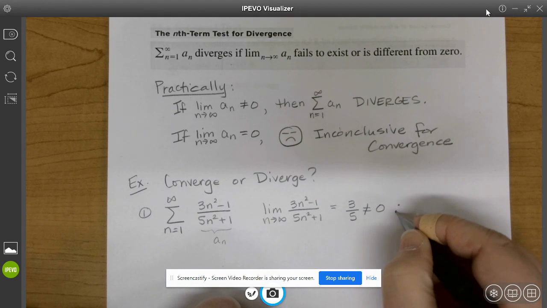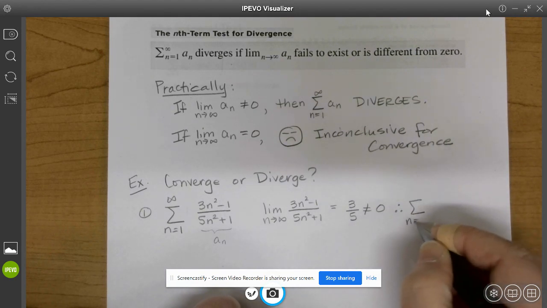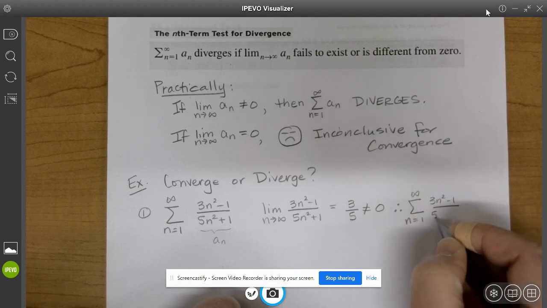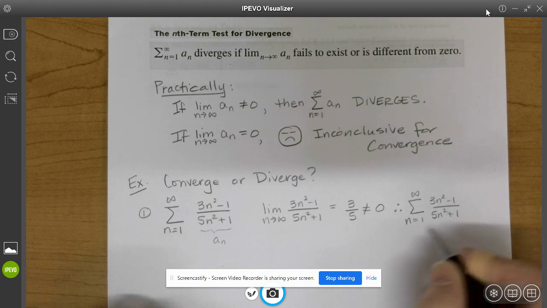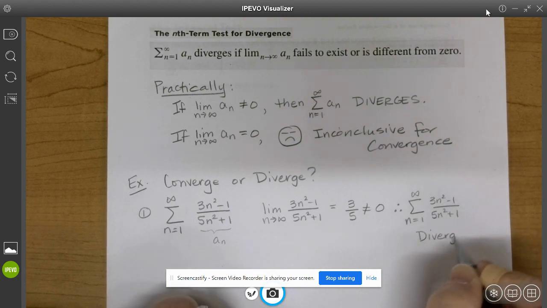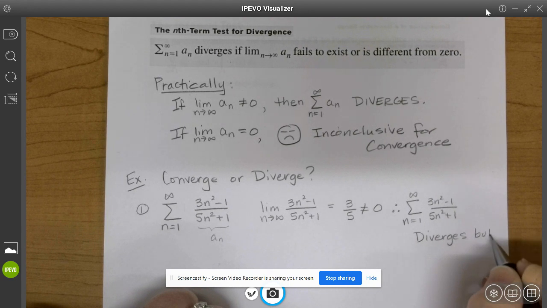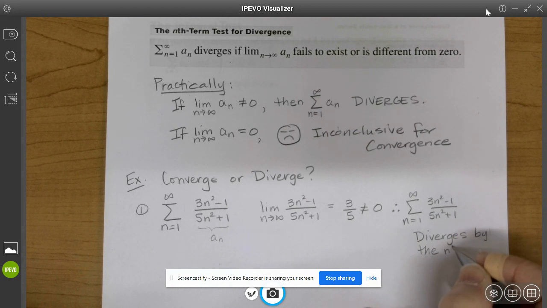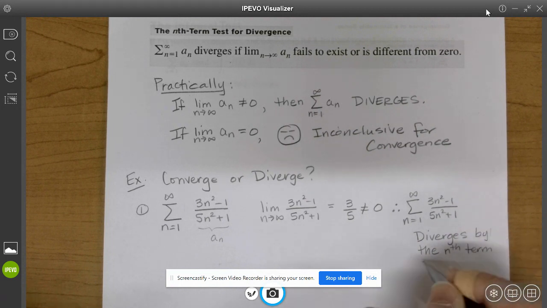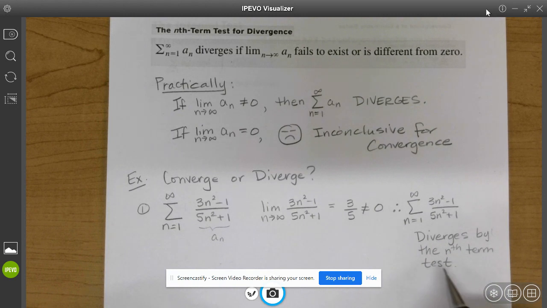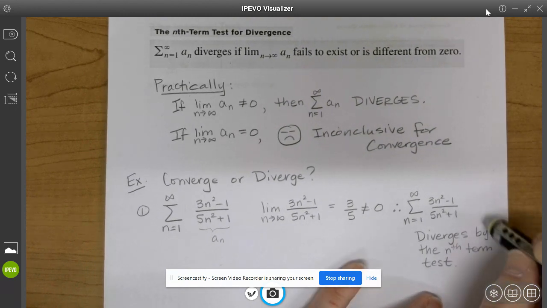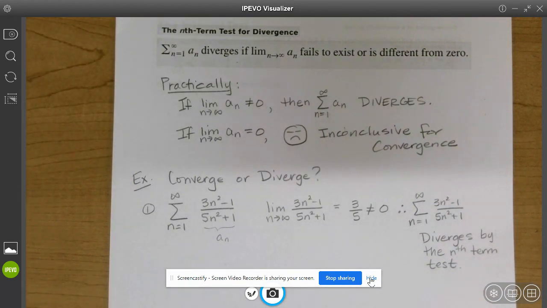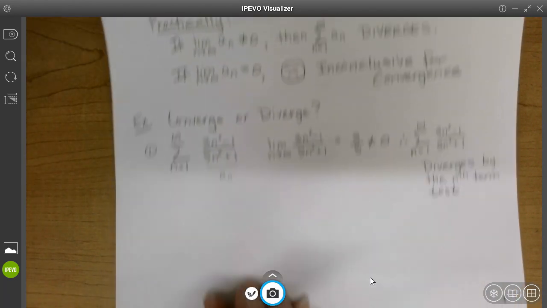So we can say, therefore, this series from n equals 1 to infinity of (3n squared minus 1) over (5n squared plus 1), we know this one diverges by the nth term test. And yes, when we're making a decision on convergence or divergence, we should comment on what test we used. Okay, so let's do another example.